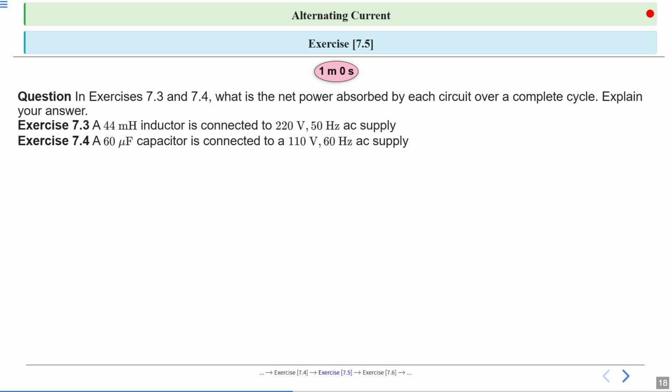So exercise 7.3, what was given in the exercise 7.3? A 44 millihenry inductor is connected to a 220 volt 50 hertz AC supply. And in exercise 7.4, what was given? A 60 microfarad capacitor is connected to a 110 volt 60 hertz AC supply. Okay. So I will give you some time to think about it.